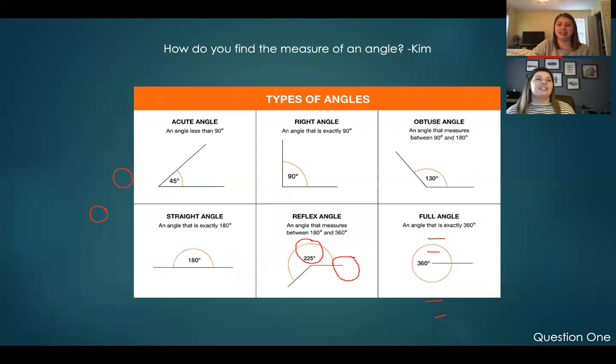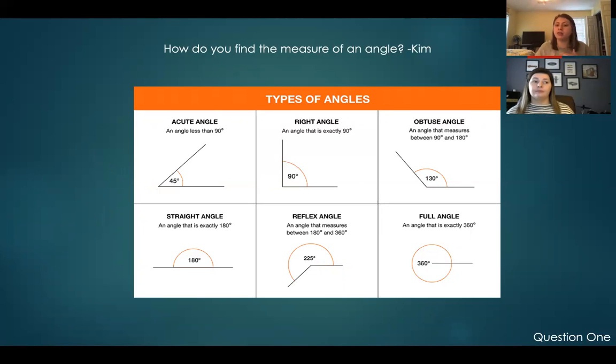All right, so let's look at the next question. Oh, let me clear my annotations. You're fine. There we go. So we know what the acute is, and we know what the obtuse is. But how do you find the measurements of an angle, Kim? Well, I'll get to exactly how to find it step by step, but like you just showed us how to find the obtuse angle and the acute angle. And like you said, that's visual. You can visually see that.